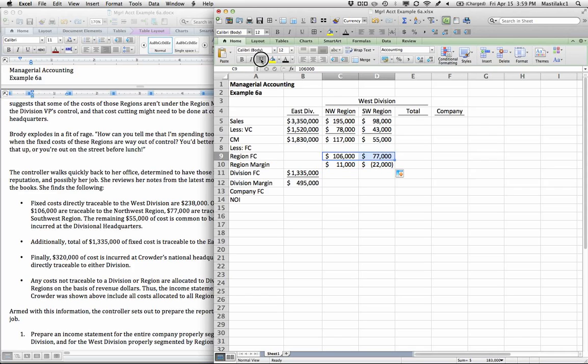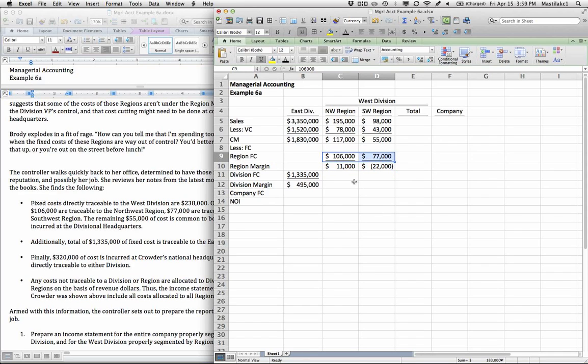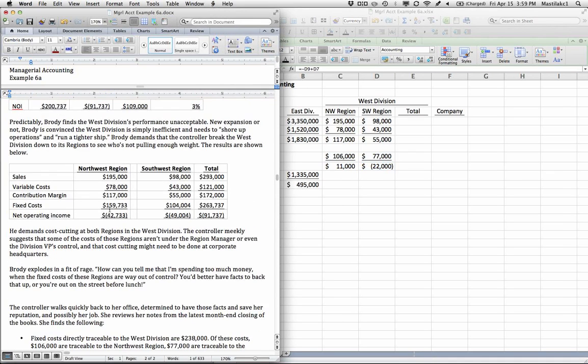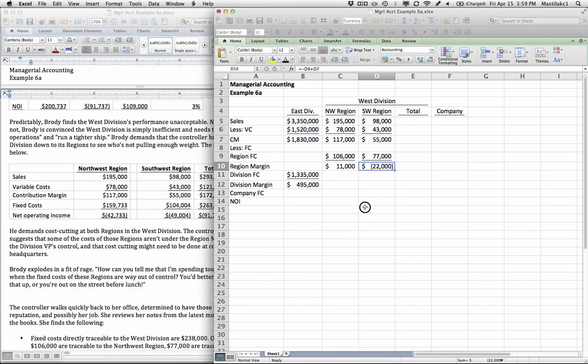And we can see that even without including the divisional fixed cost, the Southwest region is losing money on its own. All right, that's a problem. Just because we stop allocating fixed costs doesn't mean everything's inherently profitable. But here's where some of the other facts about it being new expansion and that kind of thing, those kind of facts are relevant here. So do we really want to close down a region that's newly expanding?